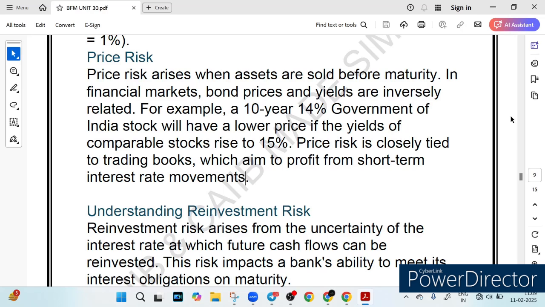So what we learned in this particular slide is that price risk happens when assets are sold before maturity at a lower price. Bond price and interest rate move in opposite directions. If interest rate is higher, bond price is lower, and there is a risk of loss because your investor or your depositor will prefer a higher rate bond. So banks must carefully time their trades to avoid big losses. I hope the price risk is clear.